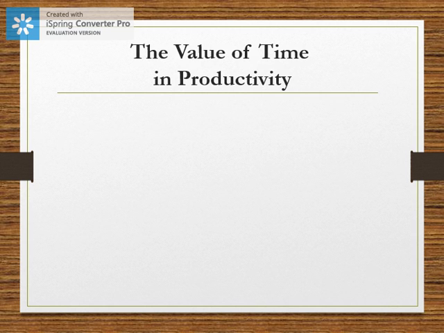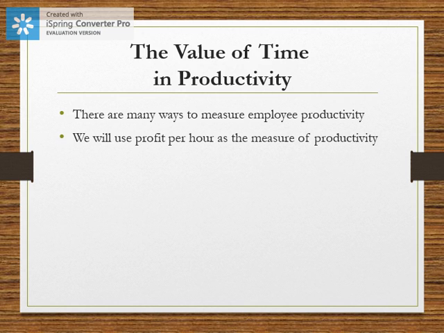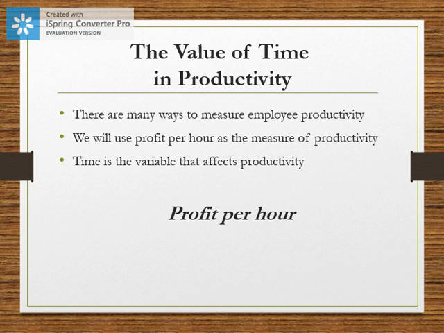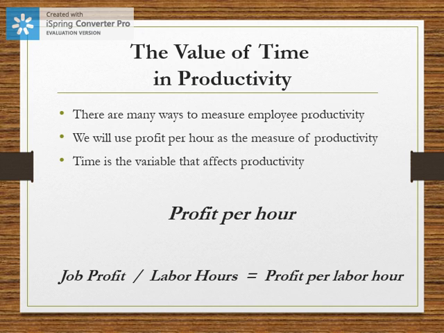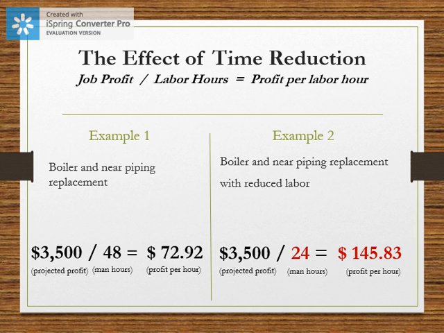There are many ways to calculate employee productivity. For this discussion, we will use profit per hour as our measure of productivity. In this productivity equation, time is the variable that affects your profitability. If you reduce your labor time, your productivity and profit go up. Here is an example of how reducing your labor time increases your labor productivity.